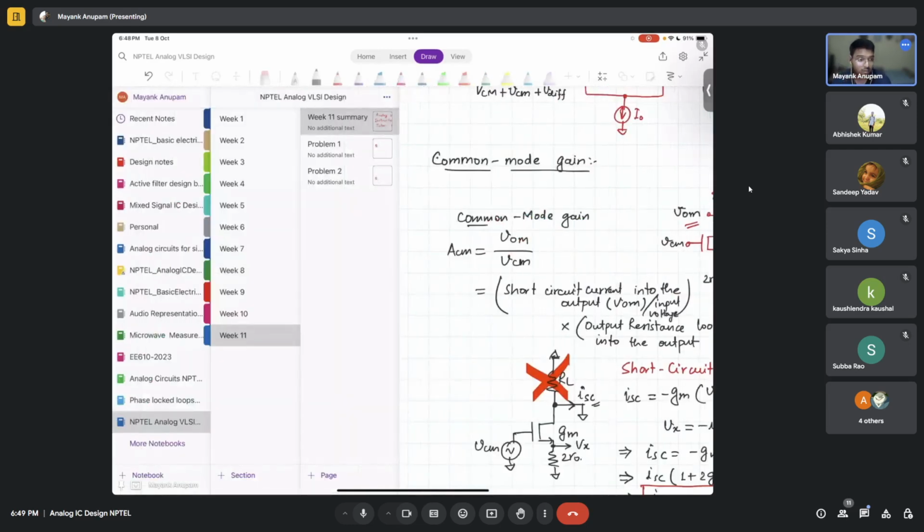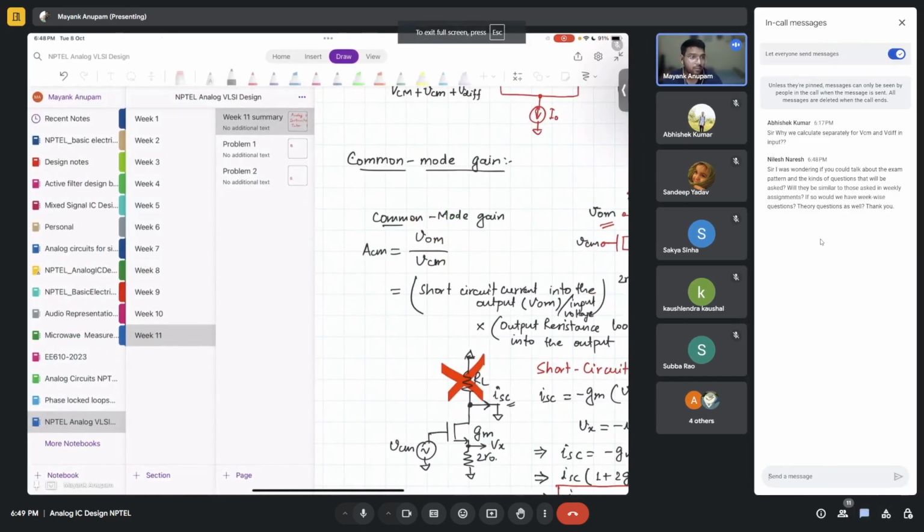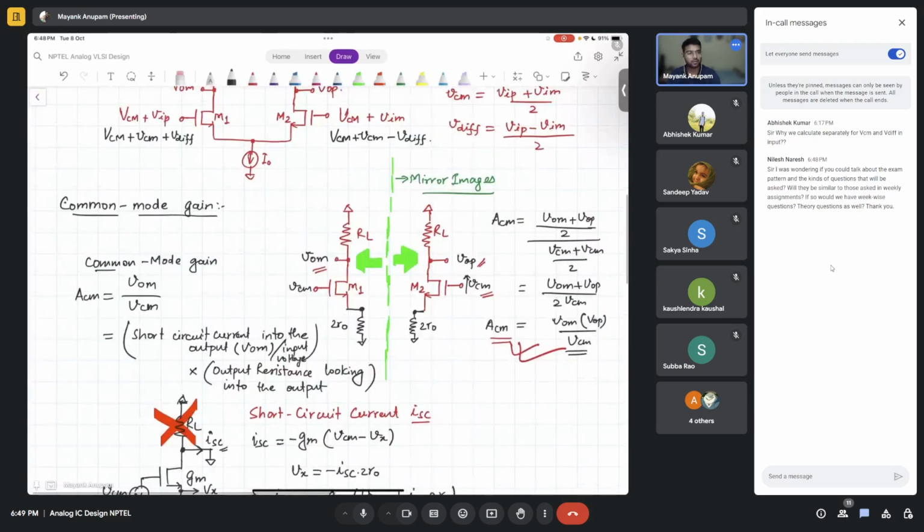Fine. Now let's see. Some people have commented something. So Abhishek has a comment here. Why do we calculate separately for VCM and VD in input? So Abhishek, are you there? Abhishek, are you there? I'm sorry, I cannot hear you. Are you there, Abhishek? Okay, fine.